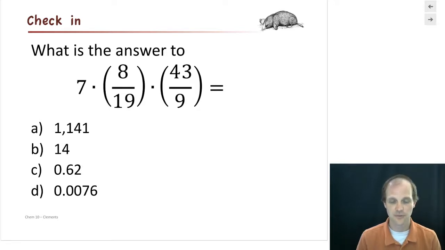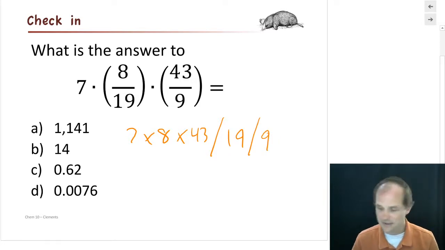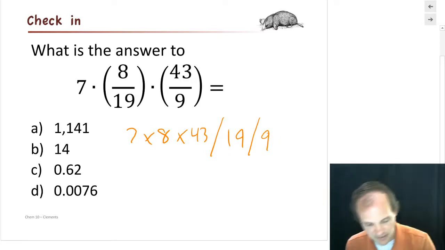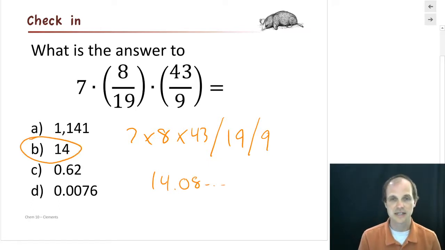Okay. Hopefully you plugged in your calculator something like 7 times 8 times 43, and then you divided by 19, and you divided by 9. If you do that, you get about 14.08, which we're going to round to 14. Hopefully that's working well for you.